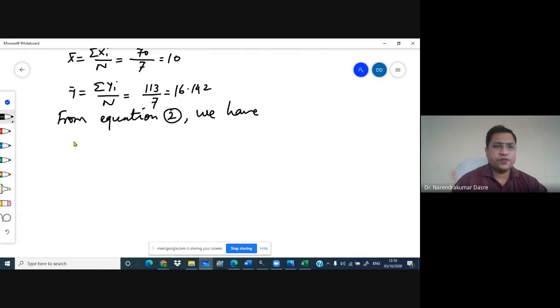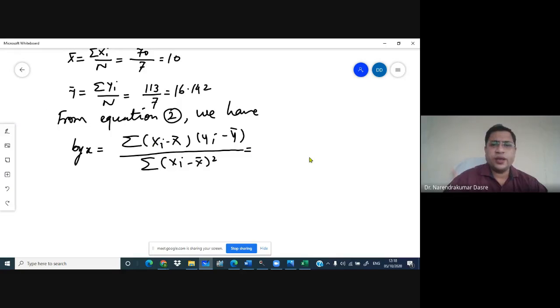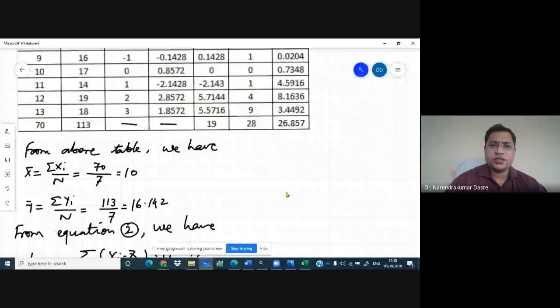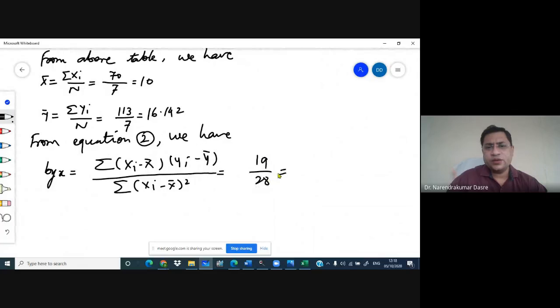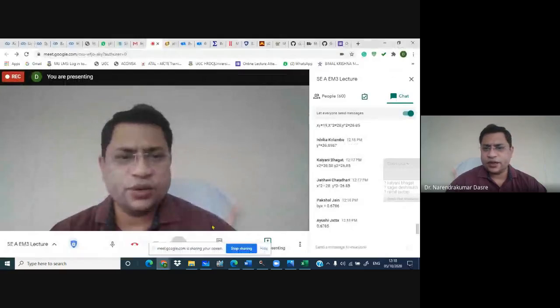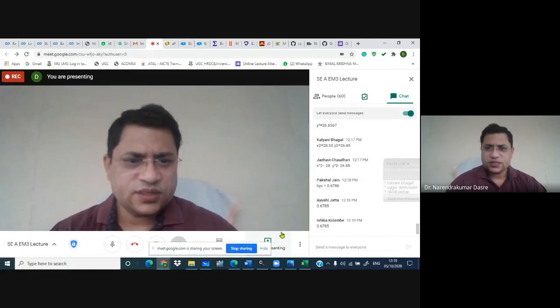So what is equation 2? We have byx is equal to summation (xi minus x bar)(yi minus y bar) upon summation (xi minus x bar) whole square. Here we can see we have got all these values. So this sum is going to be 19 and the x square sum is going to be 28. So this is 19 by 28. Please give me this value. What value of byx are you getting? So byx is 0.6786, or 0.6785.